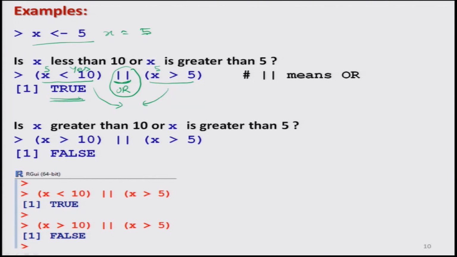Now, suppose there is another question I want to know: is x greater than 10 or x is greater than 5? So, I can write x greater than 10 and this operator or, and x greater than 5. Now, x is taking the value 5, so is 5 greater than 10? Answer is no. And is 5 greater than 5? The answer is no. So, the answer is no or no, that means this statement is false.